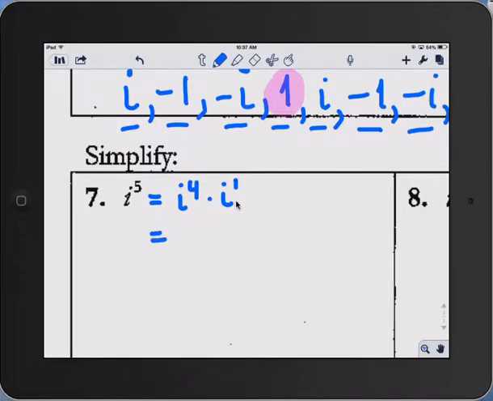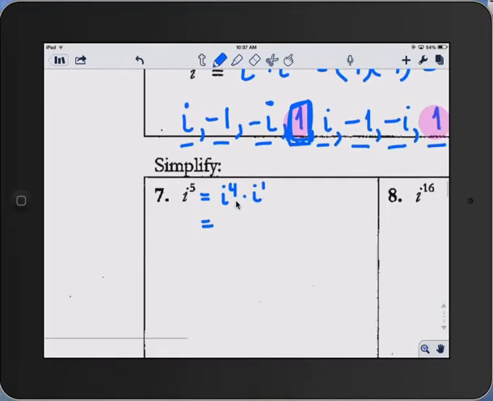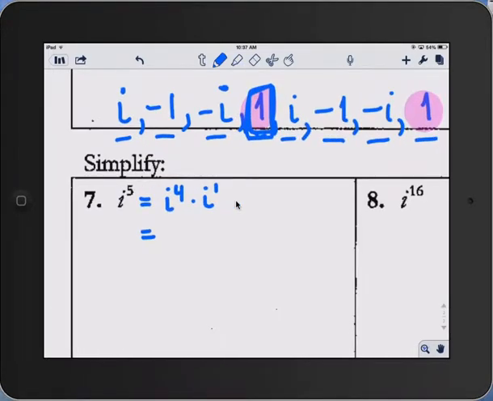i to the 4th is equal to 1. Okay, up here in our list, i to the 4th is equal to 1. So that's a nice simple one. That's why any multiple of 4, i to the 8th, would also be equal to 1. Any exponent that's a multiple of 4 will just be 1.